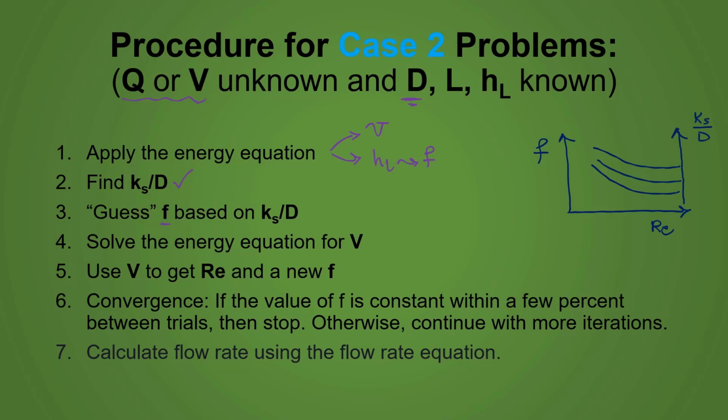Perfect. Okay. So in order to find a value of F, we need to have K sub S over D and Reynolds. However, Reynolds is equal to velocity times diameter divided by kinematic viscosity. We do not have velocity, so we cannot have a Reynolds value to find F. As a result, we need to find K sub S over D, let's say it is this one, and then based on this, guess a value of F. What would be a good guess?